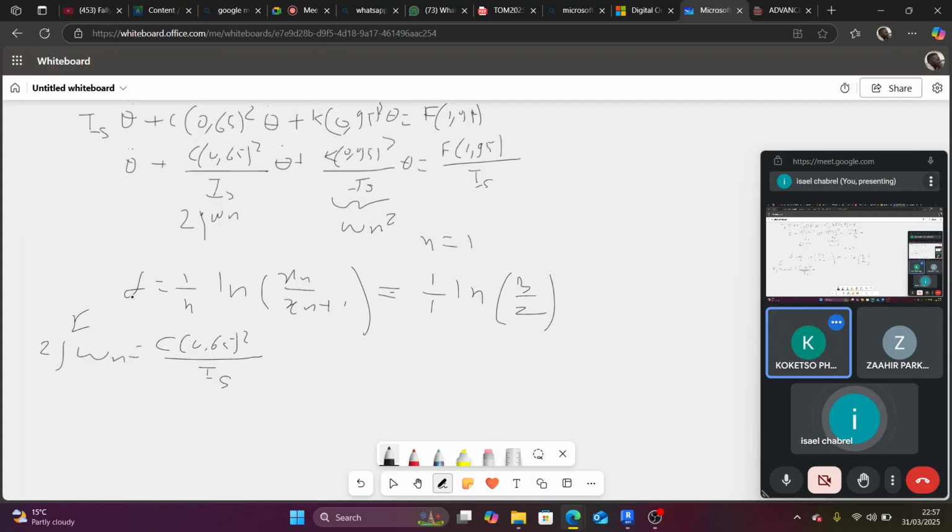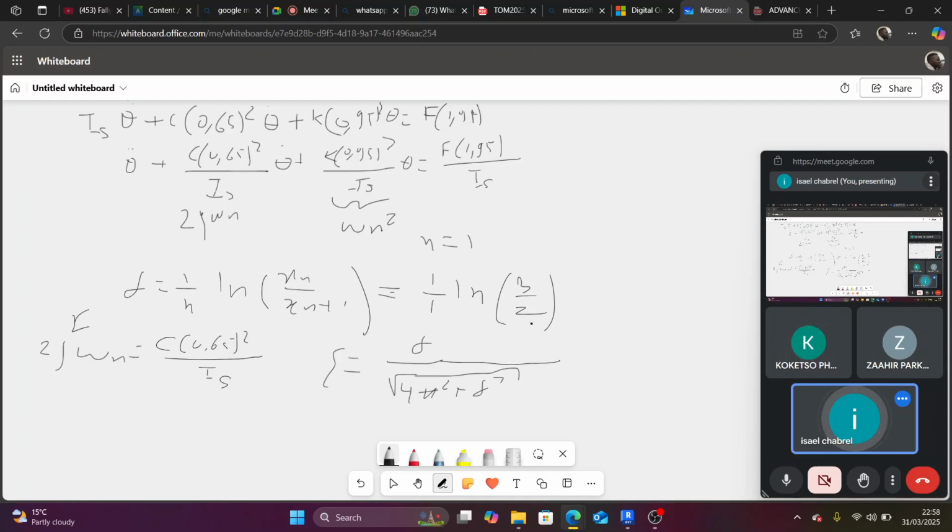Are you in the group? I'm sending you the formulas personally on your WhatsApp, those formula sheets. You will see that there's a relation between zeta and the logarithmic decrement. Zeta is equal to the logarithmic decrement over the root of 4 pi squared plus the logarithmic decrement squared.